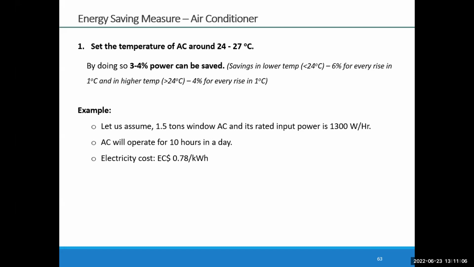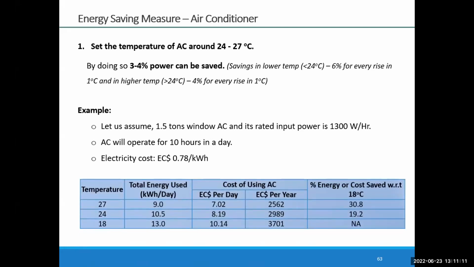The AC will operate for 10 hours in a day, and the electricity cost is 0.78. So with respect to the increased set points of 27, 24 and 18, we can see the quantity of energy consumption per day. This value is based on measurement using an energy meter. At 18 degrees, if you operate an air conditioning unit for 10 hours in a day, you are consuming around 13 units per day.